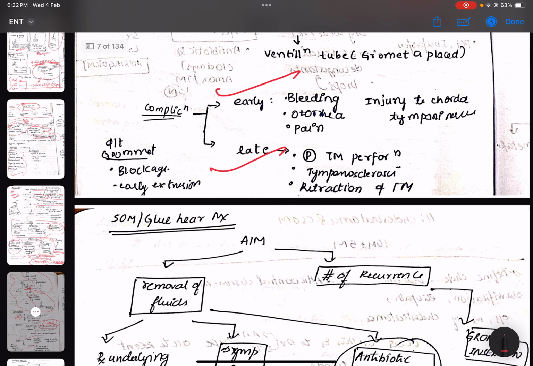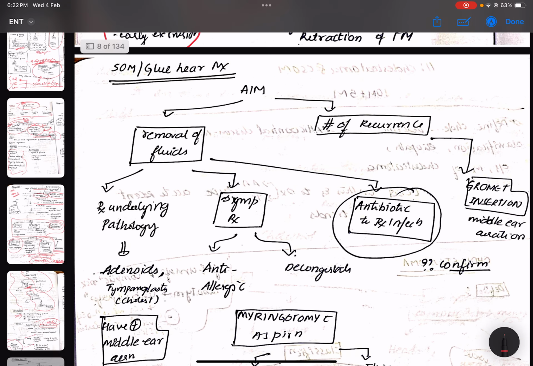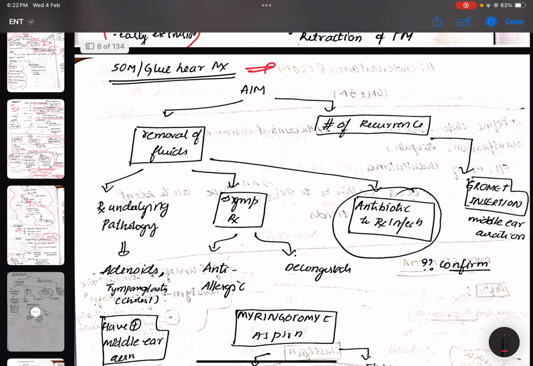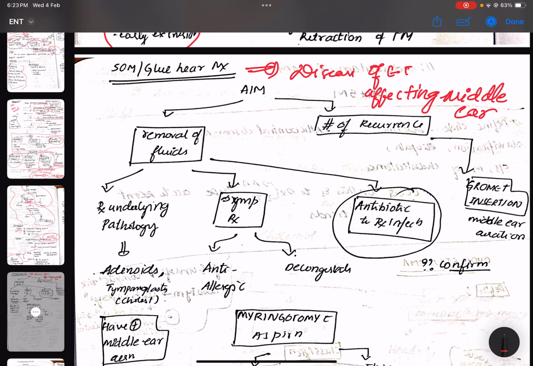Okay, then again you have to mention the complications due to the disease also. Again, glue ear is a disease of the eustachian tube affecting the middle ear. So if you have this concept in mind, then everything flows easily. But if you study it as a disease of the ear, then you don't know what to do.